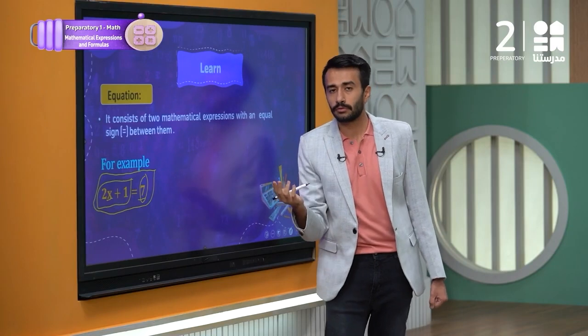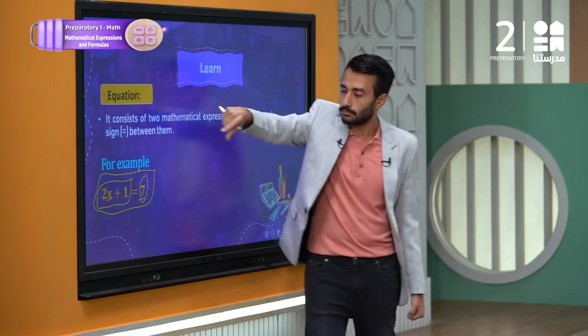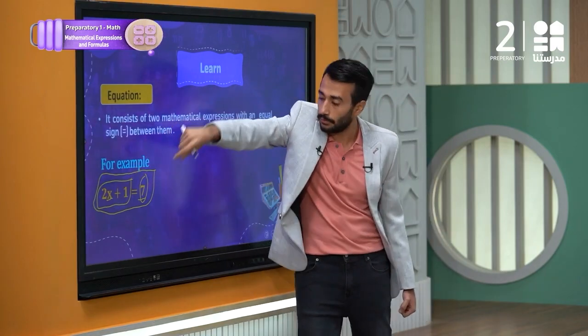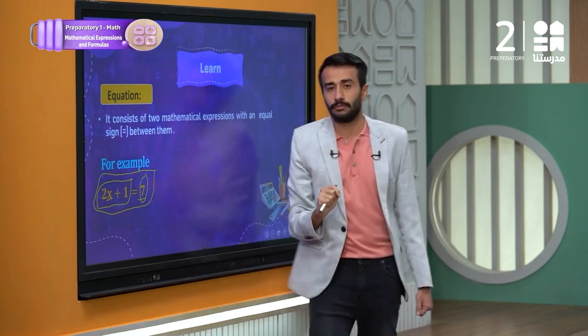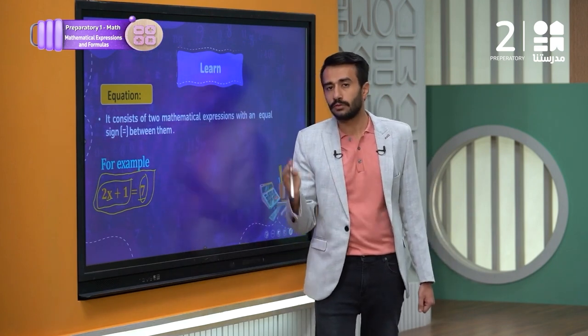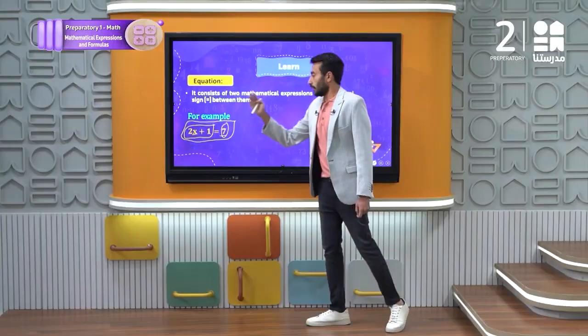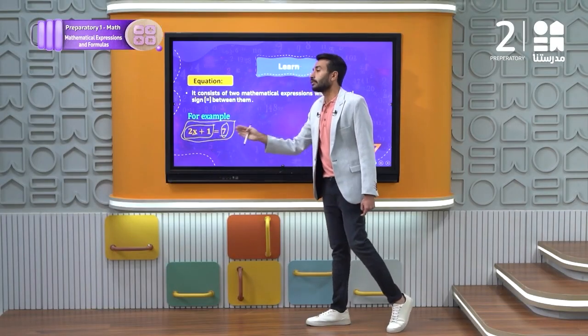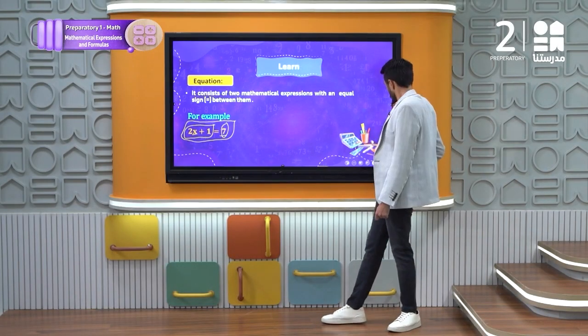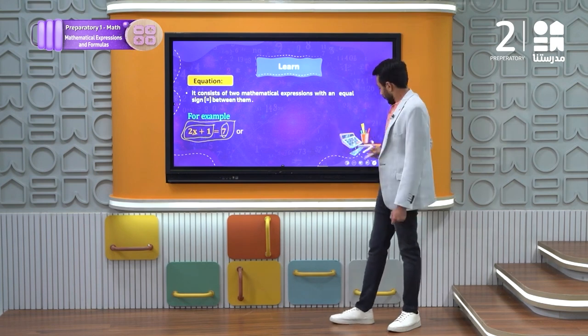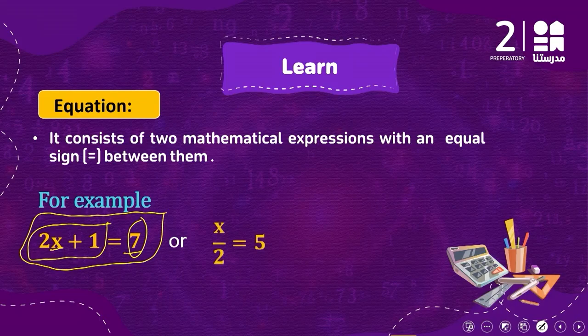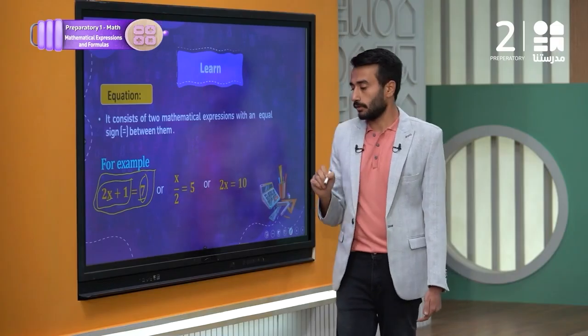So what are the parts of the equation? An expression, another expression, with an equal sign, whatever the types of expression, either algebraic or numerical. So this is an equation as we said. Another equation, x over 2 equals 5. This is totally called an equation. Another equation, 2x equals 10, which means 2 times x equals 10.